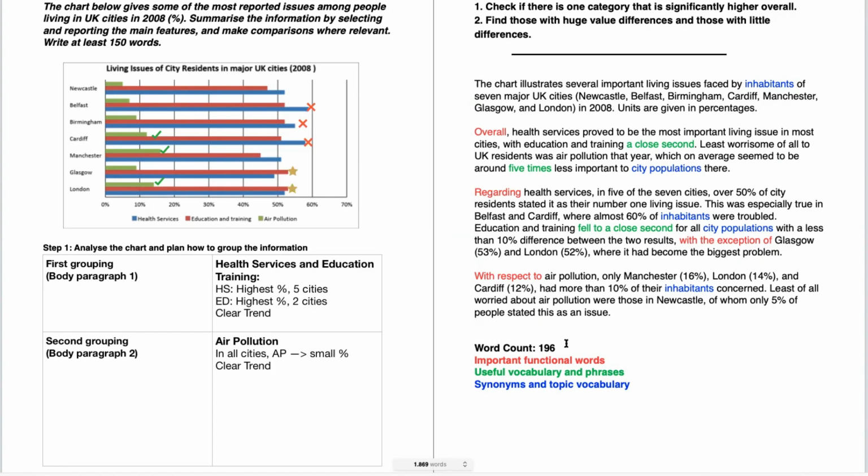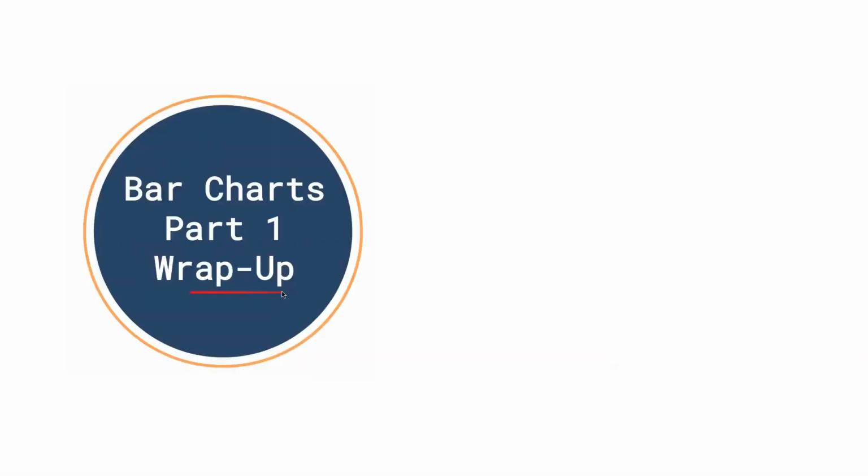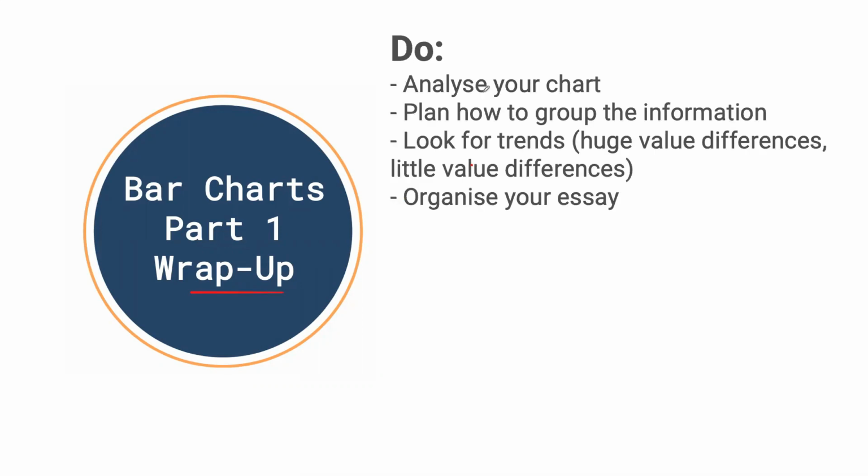All right, excellent job today. Let's wrap up quickly. I'll leave you with some do's and don'ts. Of course, you want to analyze your chart. That's the first thing you want to do when you see your writing prompt. Analyze your chart. Plan how to group the information into two groups, and then look for trends. You want to look for huge value differences and little value differences, and this is what you will include in your overview. Then you want to organize your essay accordingly.